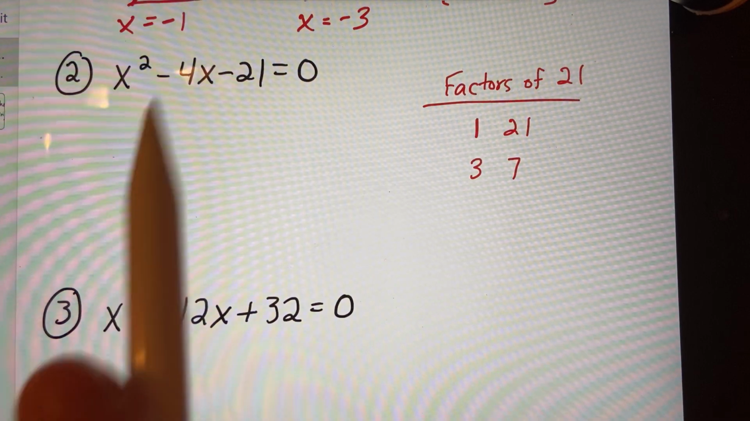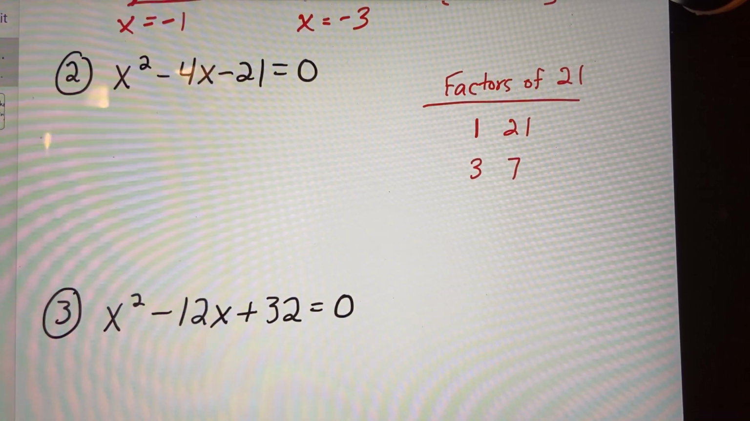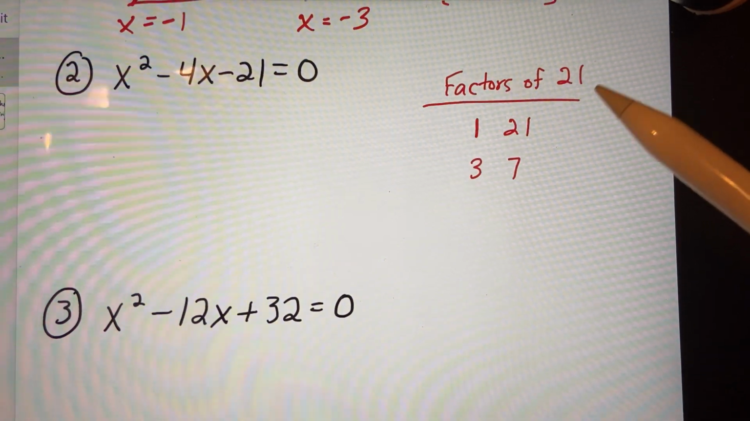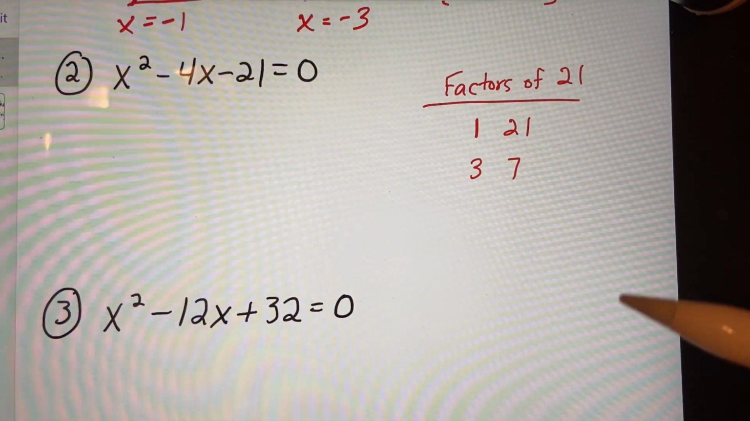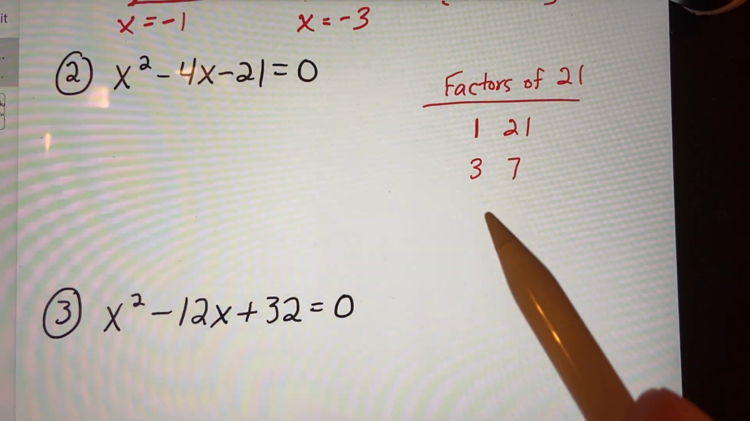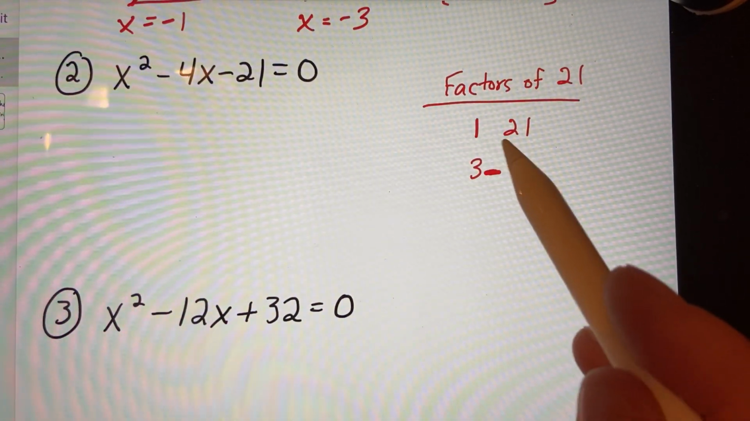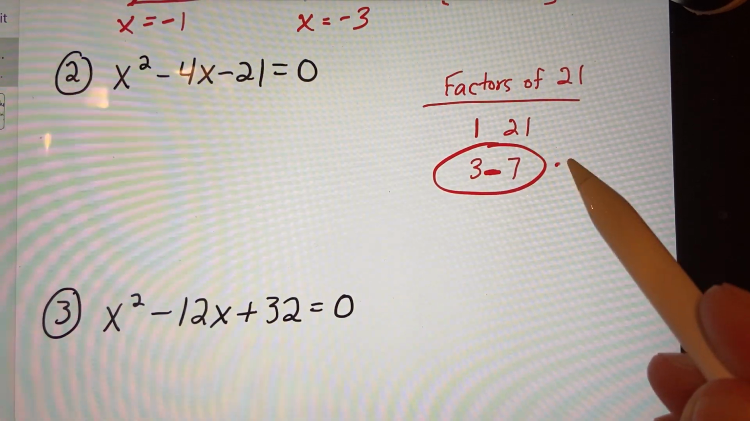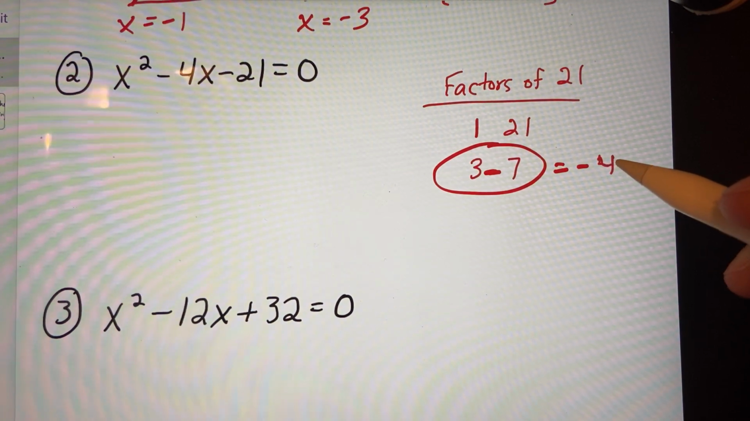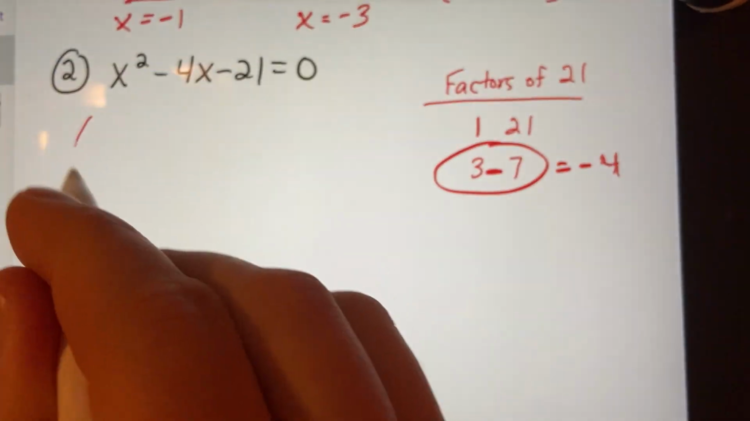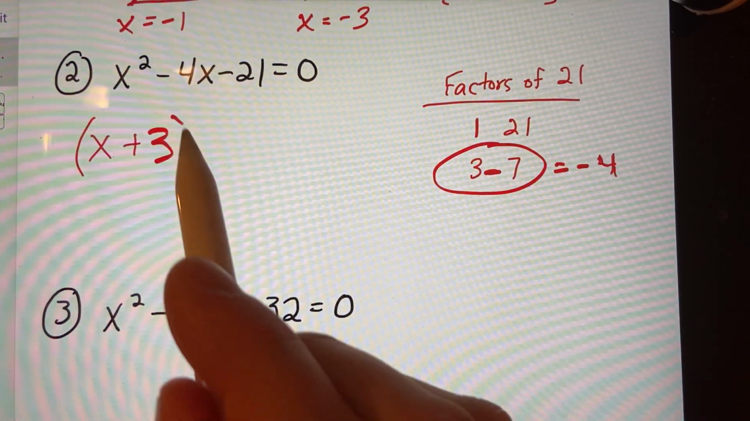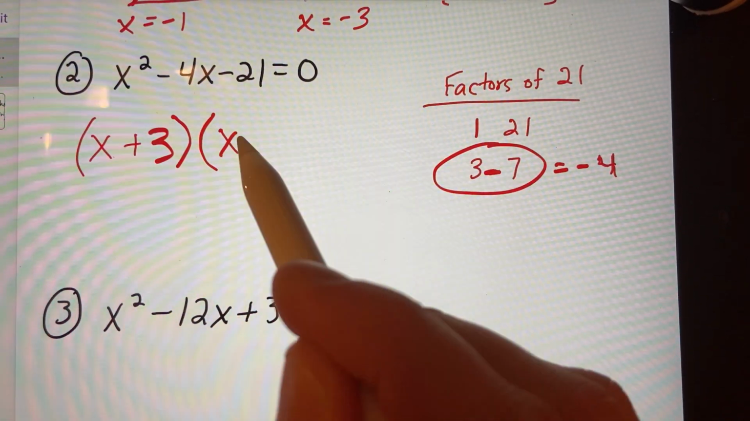The next thing we're going to look at is the middle number, -4. And then we have to figure out of these two choices, which one would subtract to equal -4. And the way we would make it subtract to equal -4 would be 3 minus 7. 3 minus 7 equals -4. So that's what I'm going to do to fill in the blanks in my parentheses. So that's x plus 3 and then x minus 7.